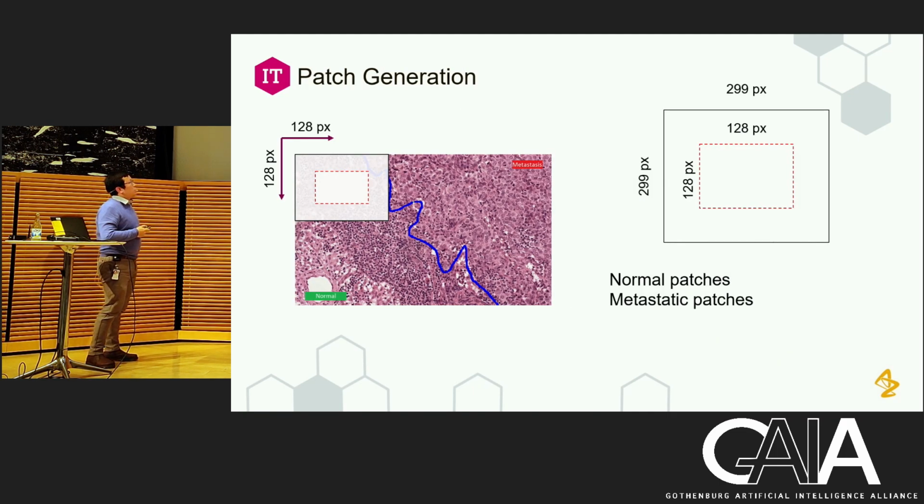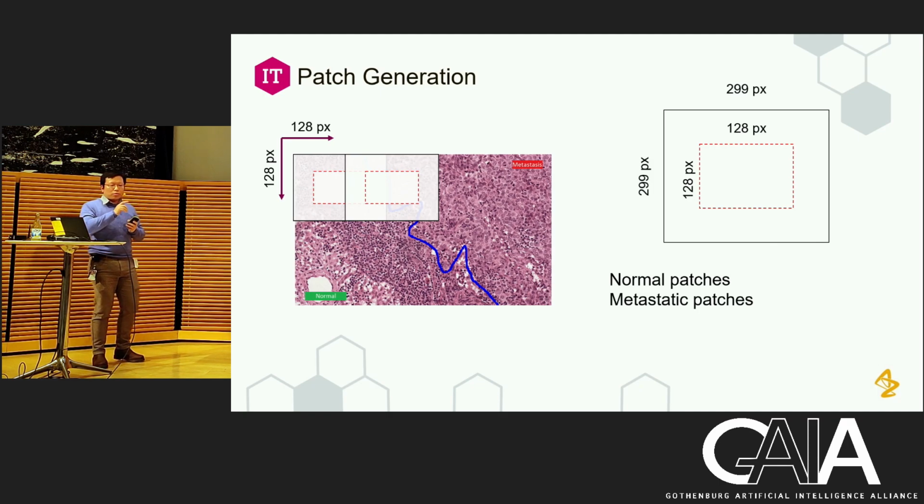So for patch generation to work, we take the whole slide image and apply a sliding window on top of it. This is done by selecting a particular level, the resolution you want to sample, and the patch size. In this case, we select the lowest level, 40x, and apply a patch size of 299 by 299 with a center region of interest of 128 by 128. Then we slide the window across the entire slide.